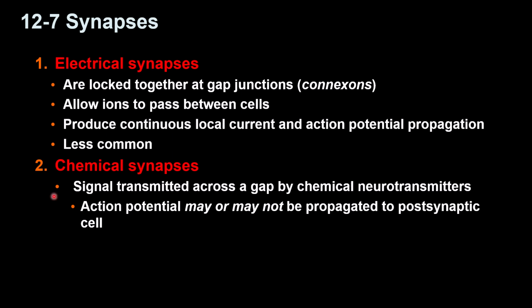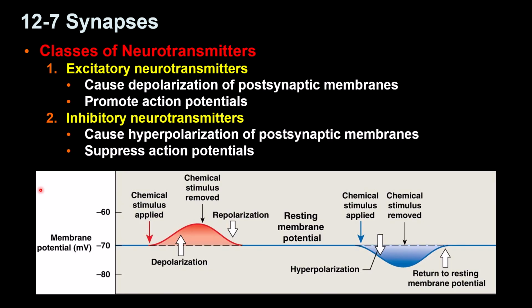And the other type is called the chemical synapses. Here you have to have a receptor, a protein in the plasma membrane, and that protein requires neurotransmitters. That depends on the type of neurotransmitter. You may get a depolarization that may end up in an action potential, or you may get a hyperpolarization that will not cause an action potential. So it depends on the type of the neurotransmitter.